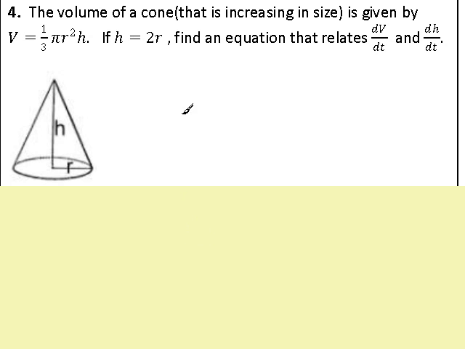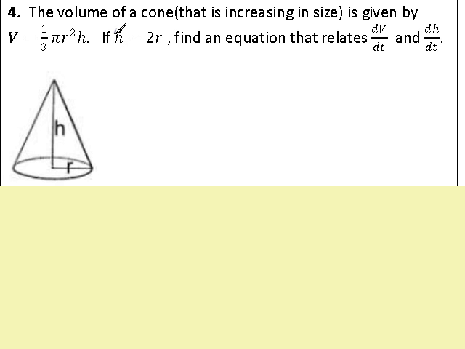In the next example, we have a cone that is increasing in size. So that means the dimensions of the cone are dependent on t, or change with time. Here's the formula for the volume of a cone. The volume of a cone is given by 1/3 pi r squared h. This is r, the radius of the bottom, and h is the height.